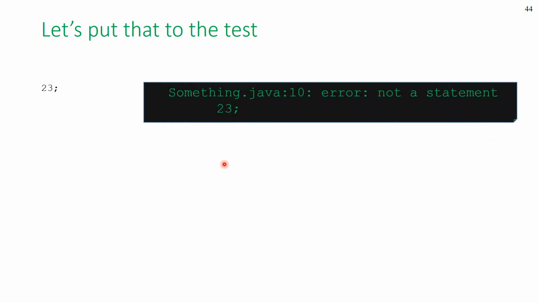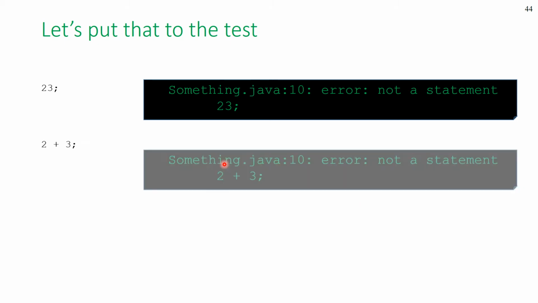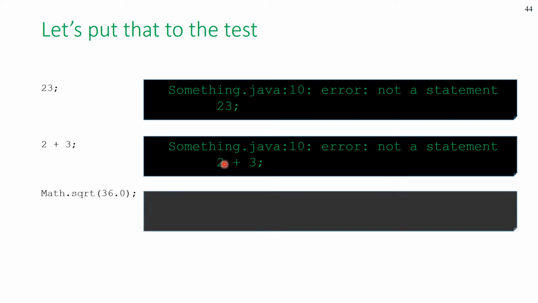So here are some of the examples that I already blurted out, okay? So 23 semicolon, the compiler tells you, no, are you out of your mind? What do you want me to do with that? 2 plus 3 semicolon, are you out of your mind? You compute a value and then you don't ask me to store it anywhere or use it in a more complex formula. And then this is getting funny.